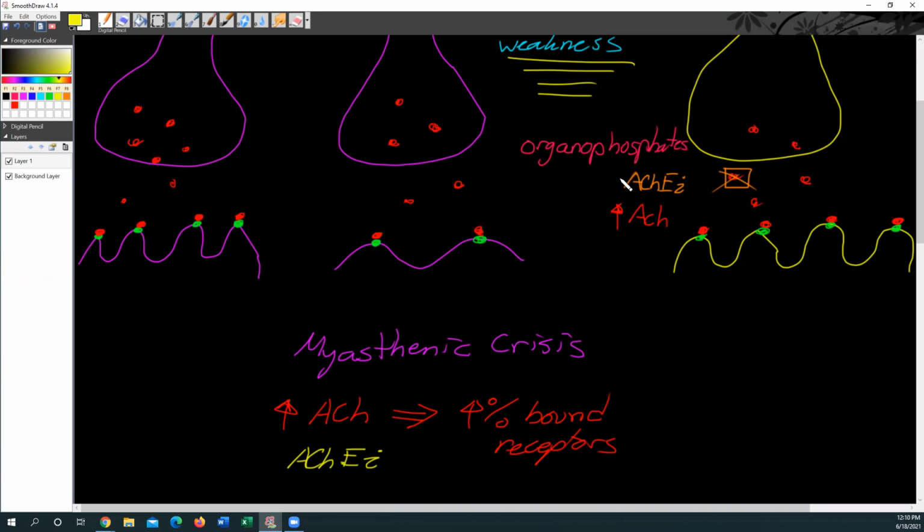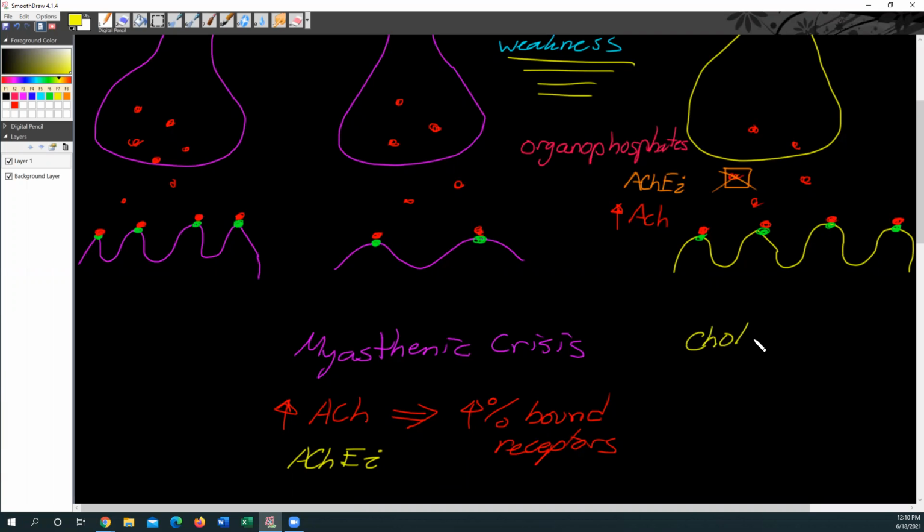Well, isn't this going to cause cholinergic crisis? No, because what we're trying to do is we're trying to raise this amount because it's dangerously low, right? That there's not enough spots for stimulation. So we're going to increase the percentage, the chance that at any given moment, those sites are stimulated. So to treat myasthenic crisis, we need acetylcholinesterase inhibitor.